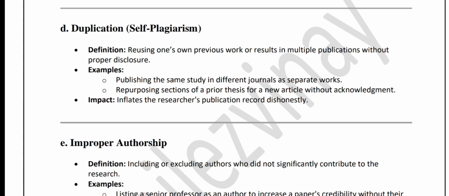Examples: publishing the same study in different journals as separate works, or repurposing sections of a prior thesis for a new article without acknowledgement from the real author. He uses the same material, definitions and information in his book without proper acknowledgement of the real authorship. It inflates the researcher's publication record, and here publication record dishonesty comes in, and it will definitely be rejected.